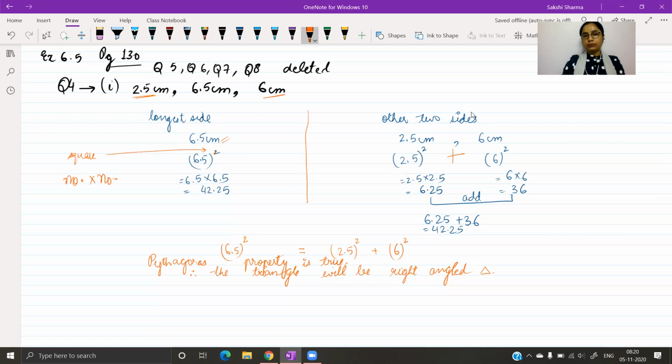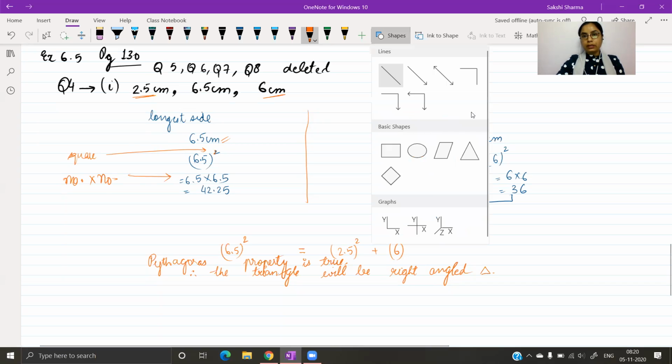This is what you need to do. You have to do it for all three sides: 6.5, 2.5 and 6. But the answer after squaring 6.5 will stay alone. The other two answers we have to add. And if the two match, then we say the triangle will be a right triangle.